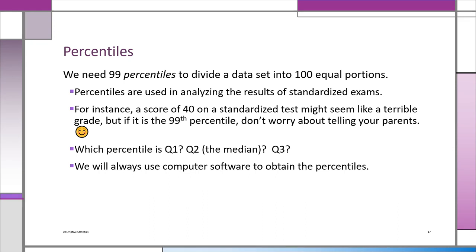Folks, we're going to show you how to use Excel to get percentiles. Usually you need a big data set. You don't do percentiles unless you have several hundred observations, even millions. So we're going to use the computer. We'll learn how to do this in Excel.